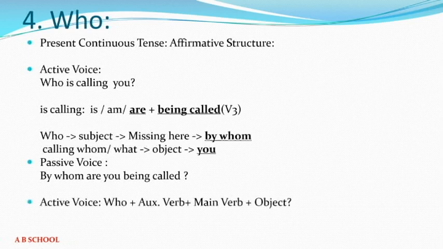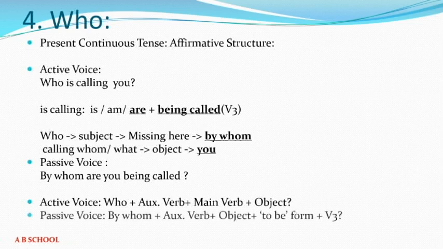The active voice structure as appears before you: who plus auxiliary verb plus main verb plus object. And the passive structure is by whom plus auxiliary verb plus object. Okay, and then the to be form and then verb 3. Here the to be form is being. Okay.